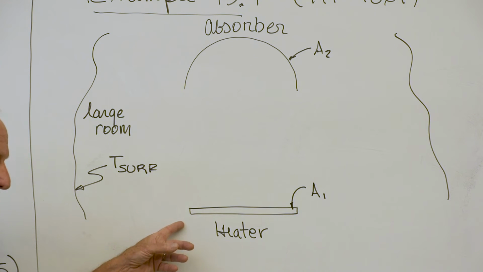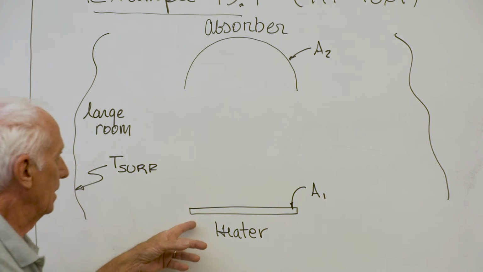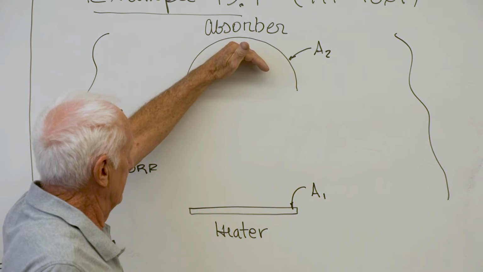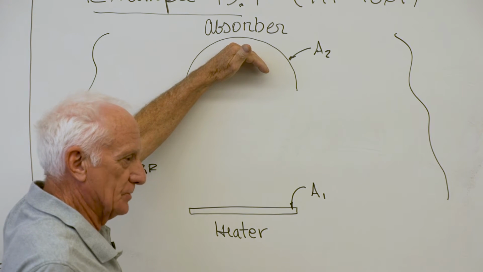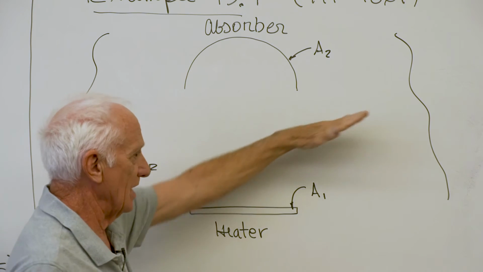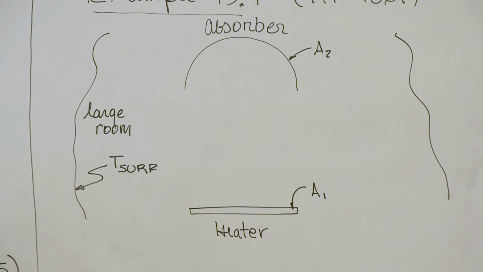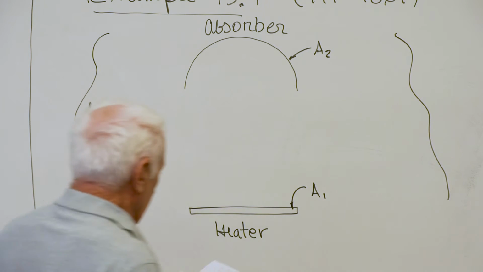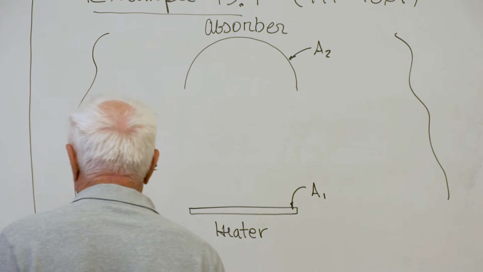Heater, we're providing heat to a heater, whatever, electrically heated plate, whatever it is. This is an absorber. It absorbs some of the heat, but some of the heat is lost out to the room through the sides. Okay, let's put down what we're given here.